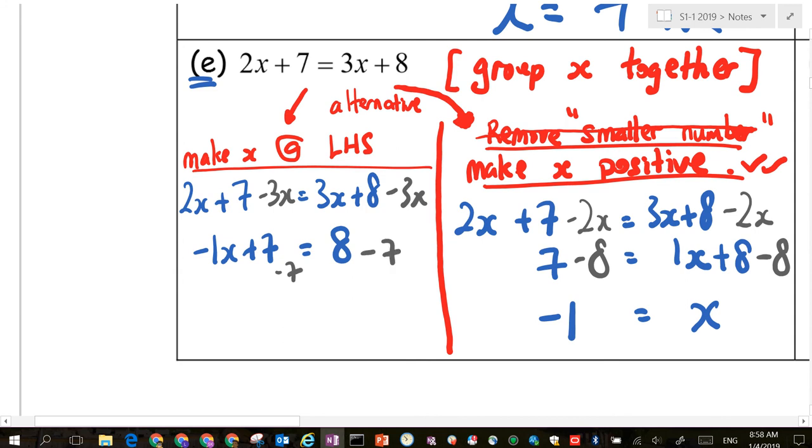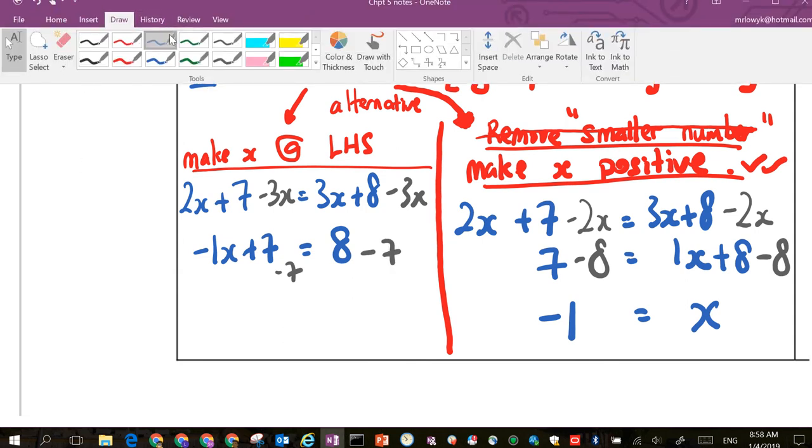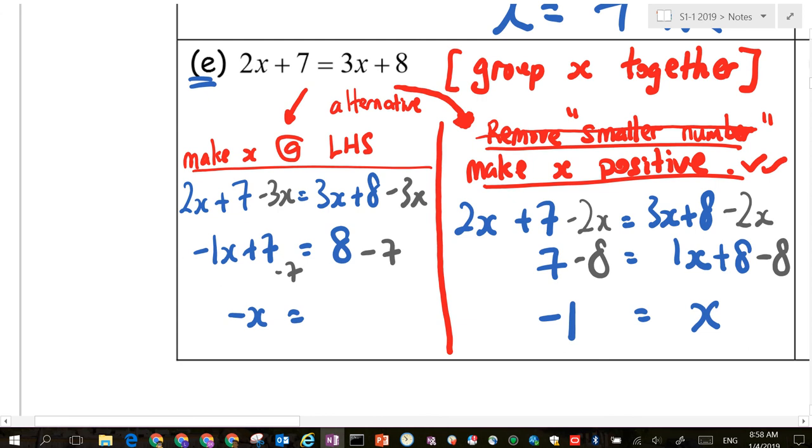Can I stop here? No. Reason? This is negative x. The question asks for positive x. So how do I change this to positive? Do you still remember, if I have a negative, I must multiply by a negative, minus multiply by minus will give you plus. So you have to remember minus times minus will give you plus, right? So both sides I must do something. What must I do?